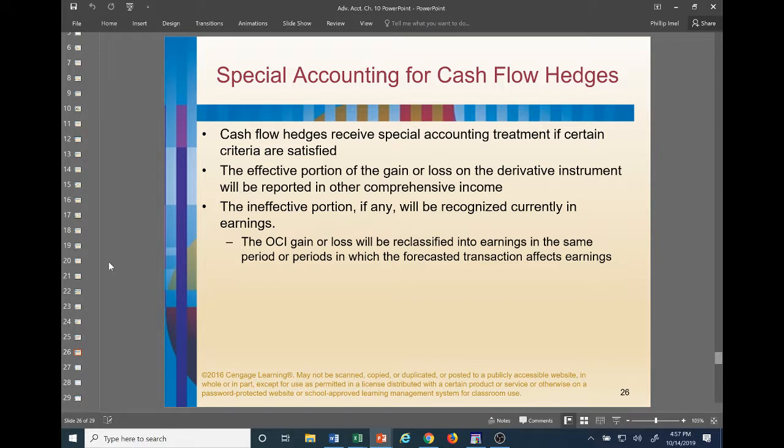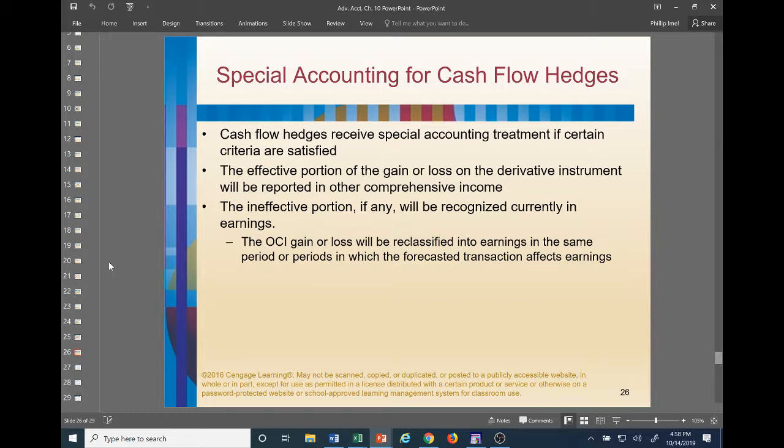So if the derivative instrument and the hedged item satisfy the criteria, then the cash flow hedge will qualify for special accounting. Now, the effective portion of the gain or loss on the derivative instrument will be reported in other comprehensive income, which is a separate component of shareholders' equity. As with fair value hedges, a portion of the derivative instrument's gain or loss may be excluded from the assessment of effectiveness. Now, that portion of the gain or loss will be recognized currently in earnings rather than as a component of other comprehensive income.